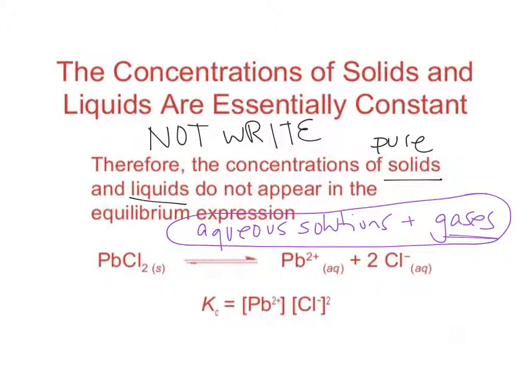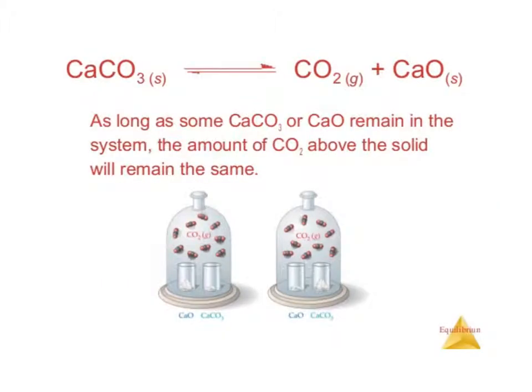So you can see here in this one, you have the concentration of the lead ion. It's aqueous, it's a solution, so the concentration can vary. The chloride ion concentration can vary because it's aqueous. But there's no denominator, there's no reactant, because this is a solid and the concentration wouldn't change. So you don't include that in there. It may seem weird, but you don't.